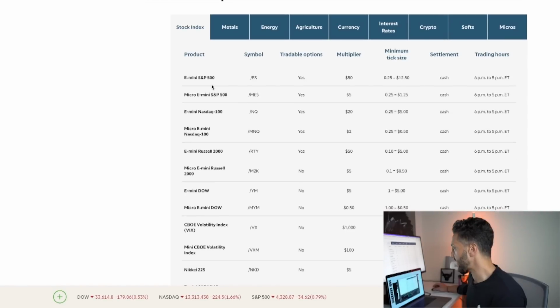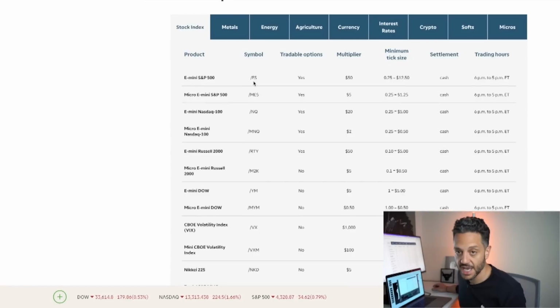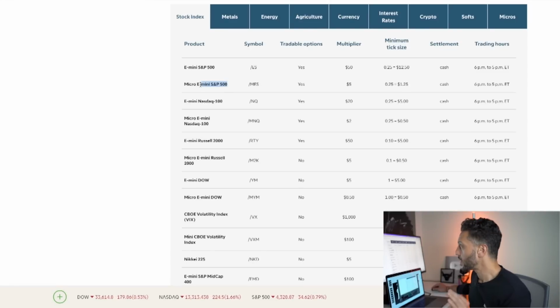There's the E-mini S&P 500, which is one of the most liquid, most popular futures contracts you can trade. The ticker symbol for futures is usually prefaced by a /. So we have /ES. Like I said, this is one of the most popular ticker symbols for futures. Now we also have micro S&P 500 futures. I'll talk about those in a second.